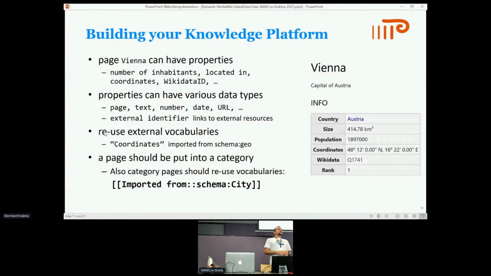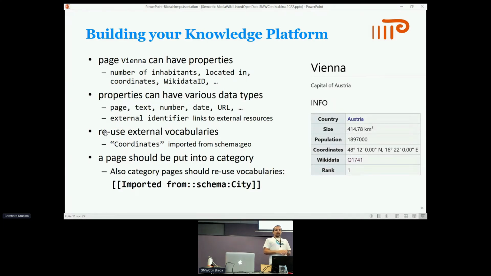And pages should usually be put into categories. So the page of Vienna, you would automatically, probably via template, put in the category of cities. And even in that city category page that automatically is there in the category namespace, you should have an import statement if you want to reuse schema.org. So we would say it's imported from schema city, because schema city is a vocabulary term that is there in schema.org. And this is an optional step because Semantic MediaWiki basically doesn't care if you do that or not.